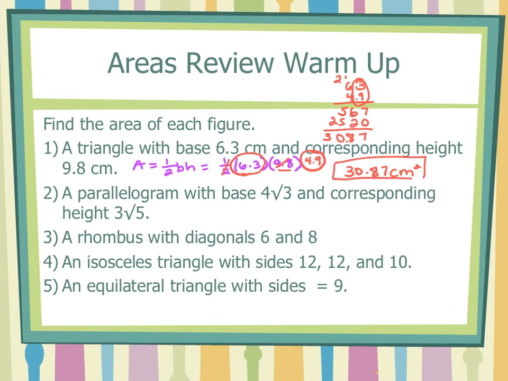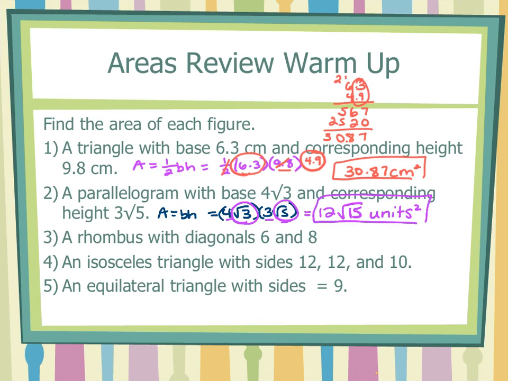Looking at number 2, it says parallelogram with a base of 4√3 and corresponding height 3√5. Again, area for a parallelogram, base times height this time. So this would be 4√3 times 3√5. Remember, with square roots, we're going to multiply what's on the outside together. So 3 times 4 is 12. And then square root 3 and square root 5 would be square root 15, which doesn't break down at all. So that would be that, units squared.